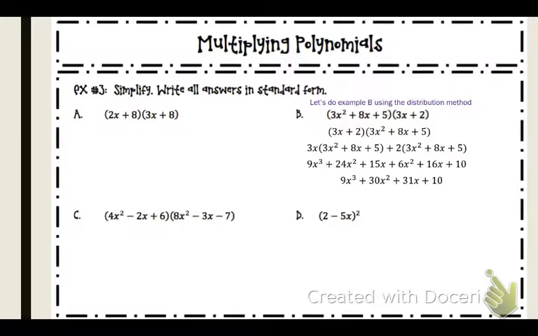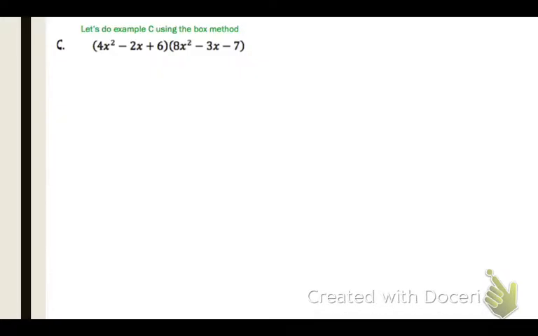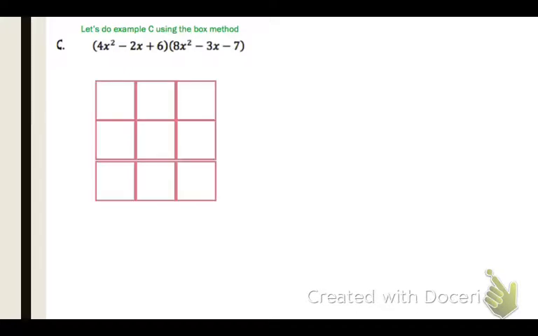Let's do example C, but we're going to use the box method, and I need to make my screen a little bit bigger for this. So we have 3 terms by 3 terms, so I'm going to draw a 3 by 3 box. And it doesn't matter where I put which trinomial. I'm just going to put the first one on top and the second one on the side. And now I'm just going to find the area of each box.